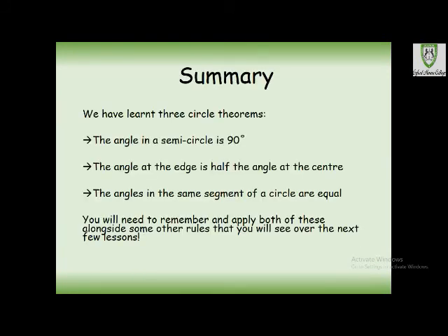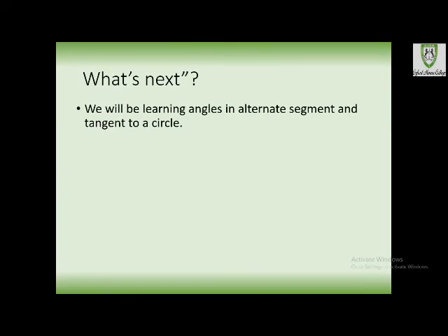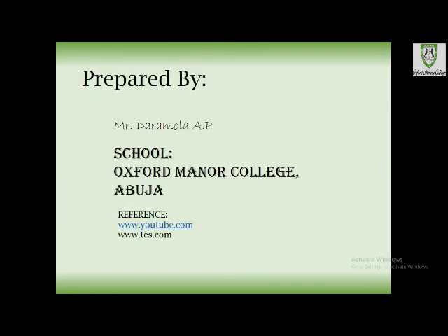Alright, so our summary today, I believe we've been able to learn angle in a semicircle is 90. The angle at the edge is half the angle at the center of a circle. The angles in the same segment of a circle are equal. Right, what next? In our next class, we'll be learning angles in alternate segments and tangent to a circle.